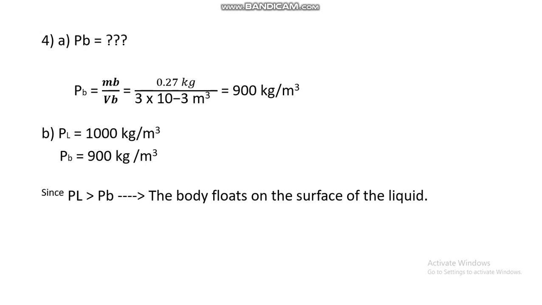4. A. Determine the density of ice. Density of ice means that I have to calculate the density of the body. How do you calculate the density of the body? By applying this formula: mass of the body over volume of the body. Mass of the body is given, volume of the body is given. We divide 0.27 by 3 times 10 to the minus 3 meter cube. We will get the answer 900 kilogram per meter cube.